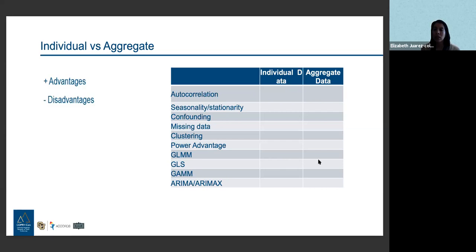Generalized least squares, sure, can be used in both. Generalized additive mixed models, yes, can be used in both, as long as we have clustering or a way of identifying clusters in the aggregate data. ARIMA or any other models that address serial correlation, most likely they might be more needed again here, or any other complex models. So this could really be together with the autocorrelation row here.